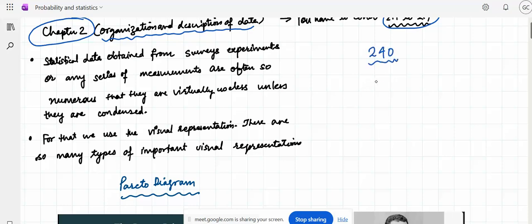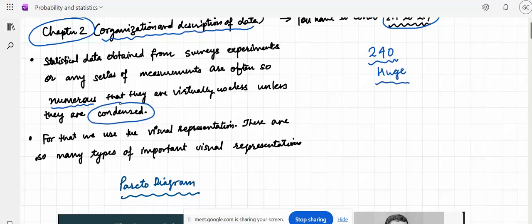But in general, if we talk about, say, what analysis Amazon is performing, right? If we talk about their data set, it is huge. Most of the time when we are doing real things, we have a huge number of rows, right? Okay. So we are saying that statistical data which is obtained from surveys, experiments, or any series of measurements is a huge data set, and it is virtually useless unless we condense it, right?